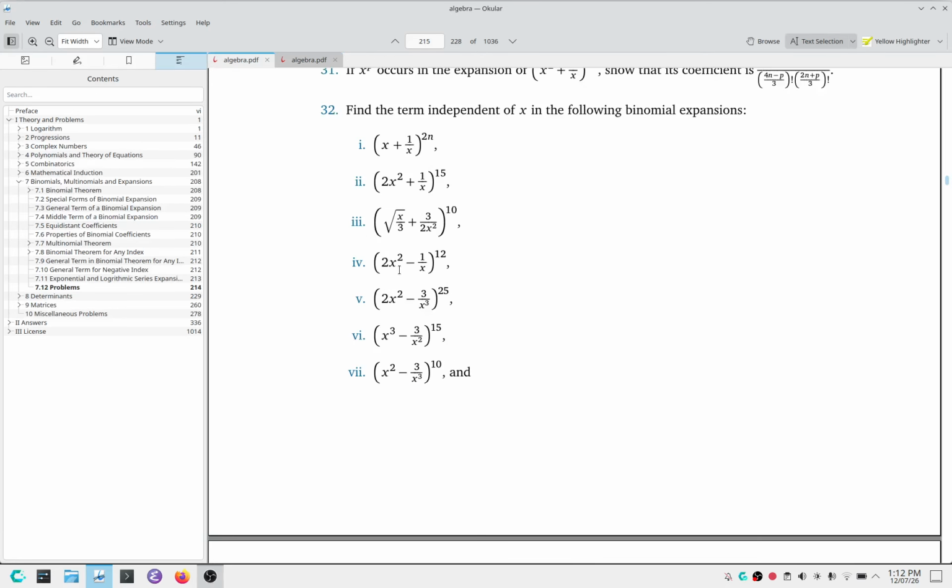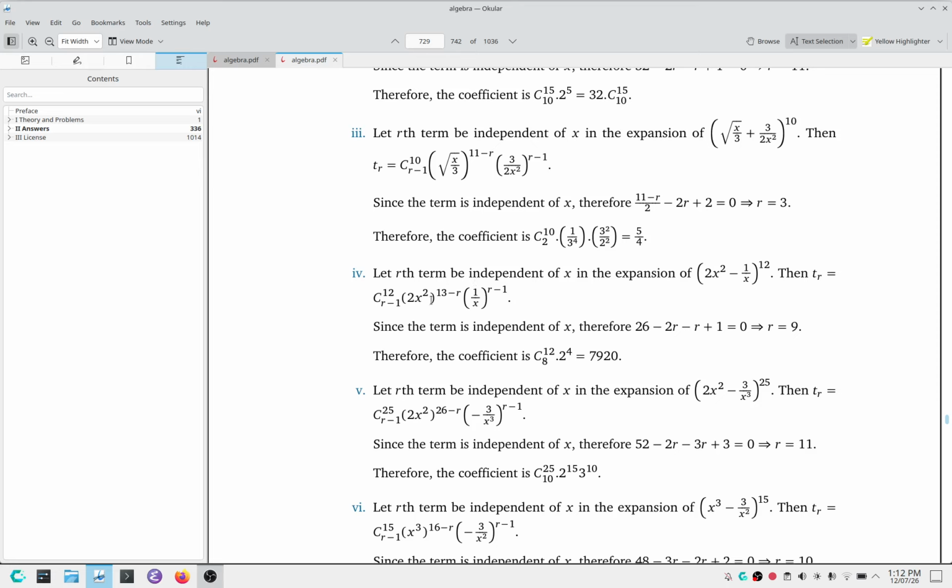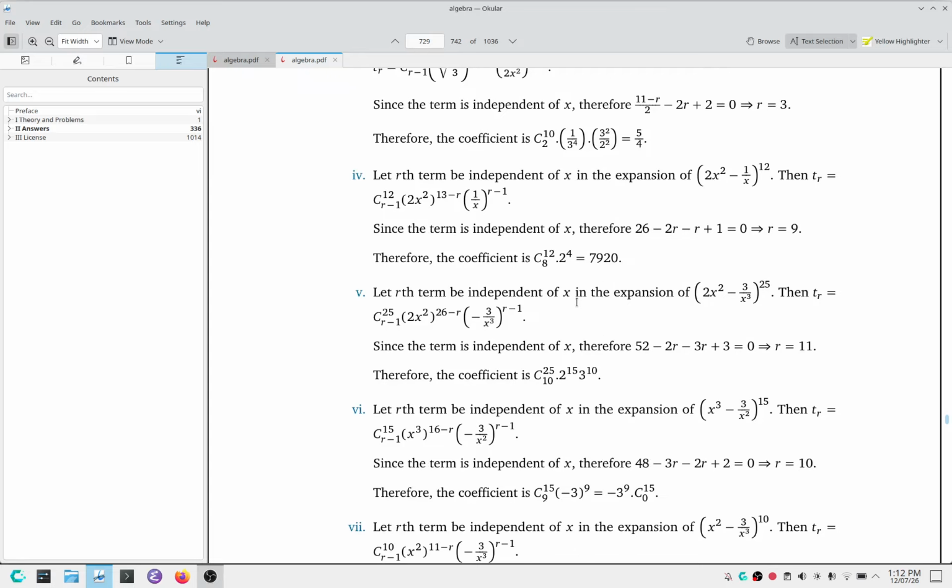Question 4, the expansion is 2x square minus 1 upon x raised to the power 12. So our rth term becomes 12 c r minus 1 times 2x square raised to the power 13 minus r times 1 upon x raised to the power r minus 1. So the sum would be 26 minus 2r minus r plus 1, the sum would be 0, so r is equal to 9, and the coefficient is 12 c 8 times 2 raised to the power 4, that is 7920. If you find any calculation mistake, let me know and I'll update it.